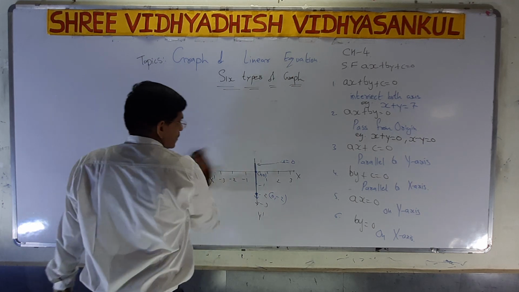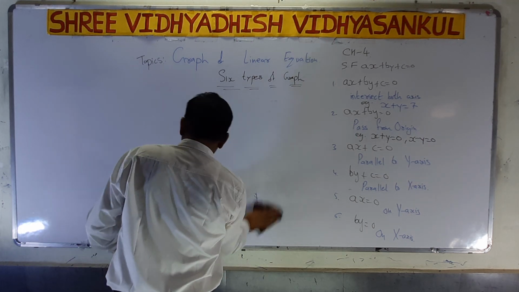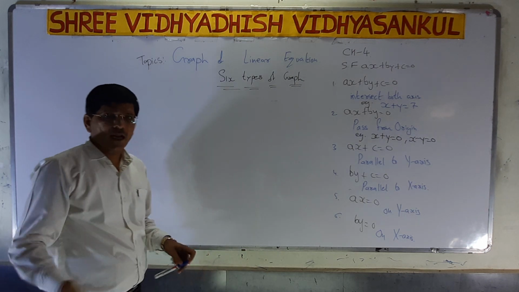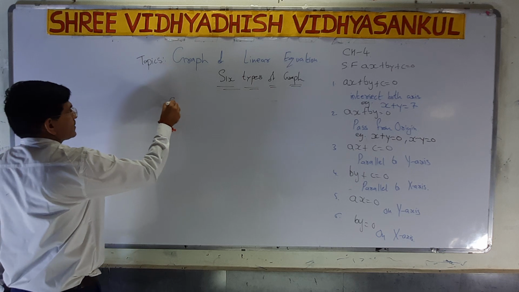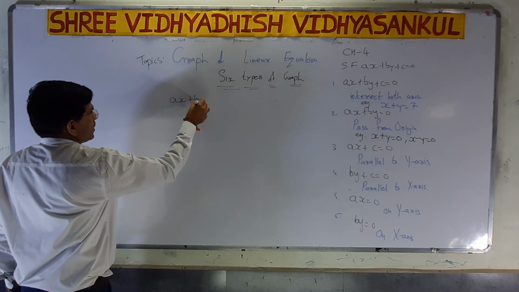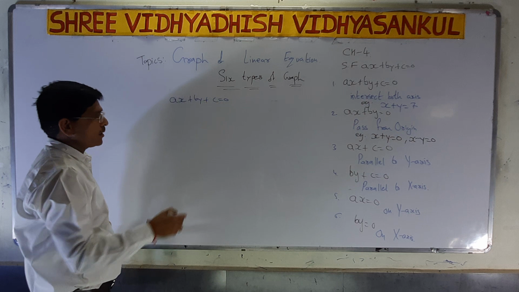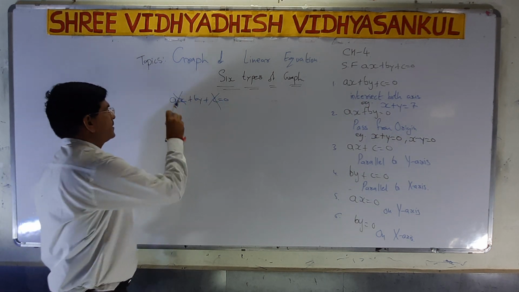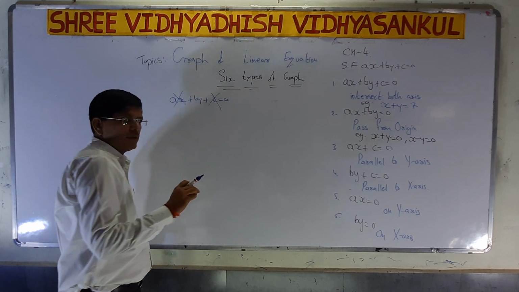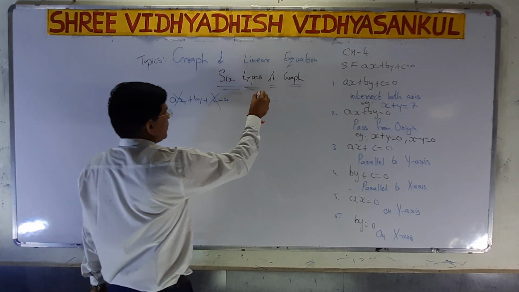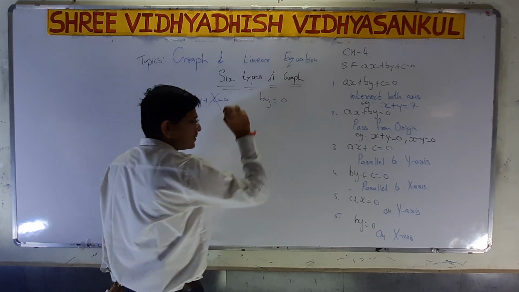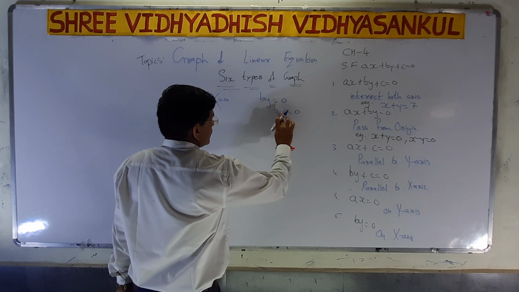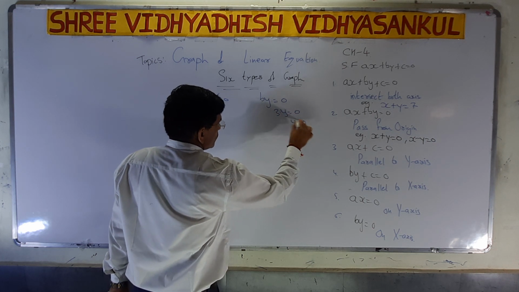Now that is by plus c. So what do I have to write? Again I have to write the standard form, that is ax plus by plus c is equal to 0. What do I have to remove now? The constant term and x. It means x is not given and the constant term is not given. Only by is equal to 0. It means 3y is equal to 0, so y is equal to 0.